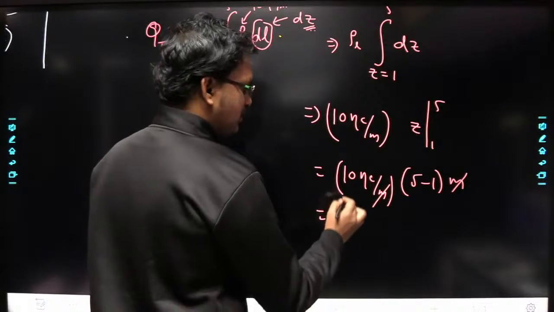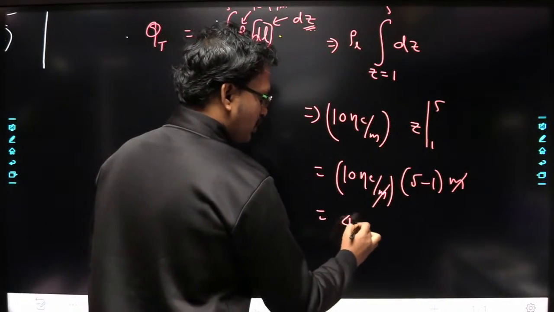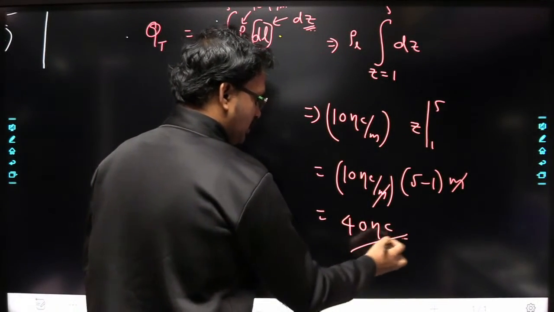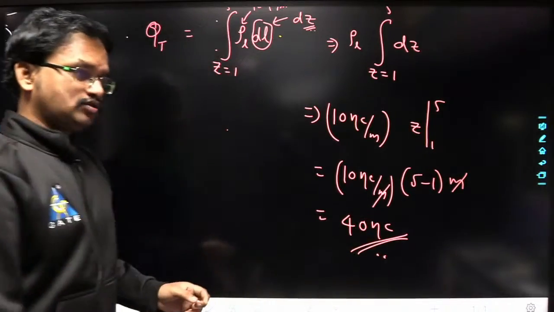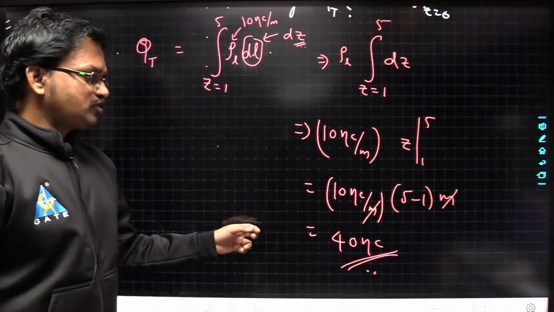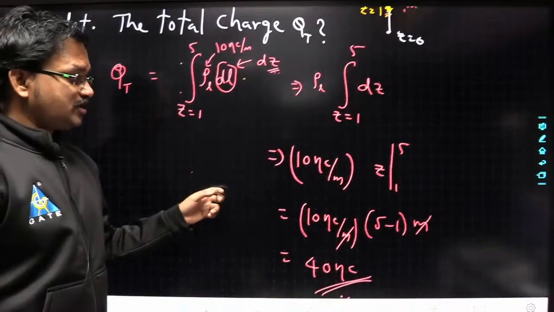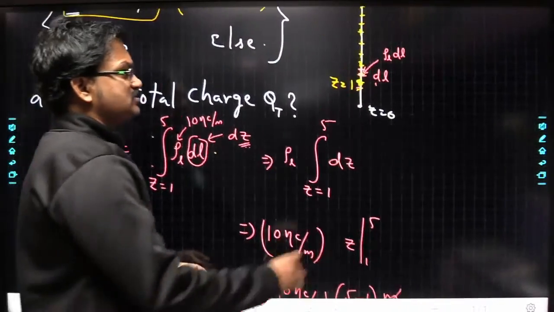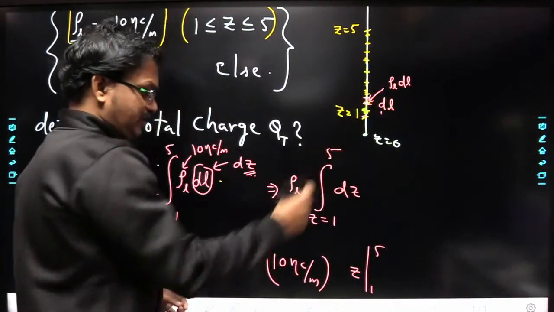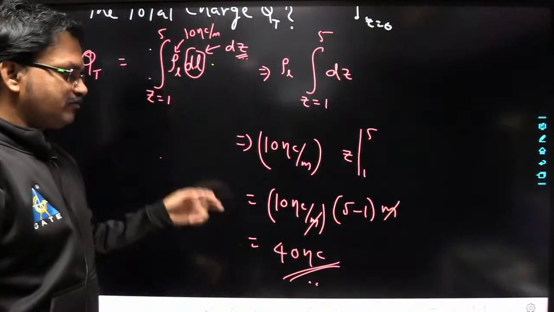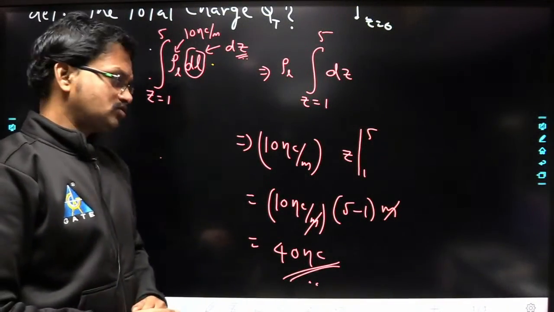So you will get what? 10 into 4, that is 40 nanocoulomb. Understood? Okay, so the charge that is distributed over this length is nothing but 40 nanocoulomb. Understood?